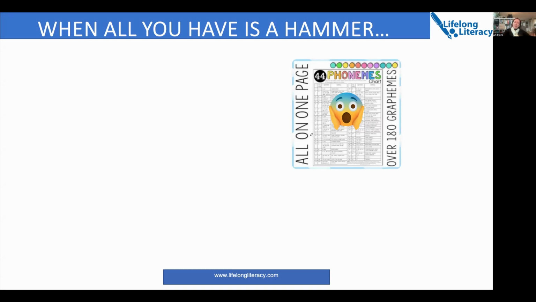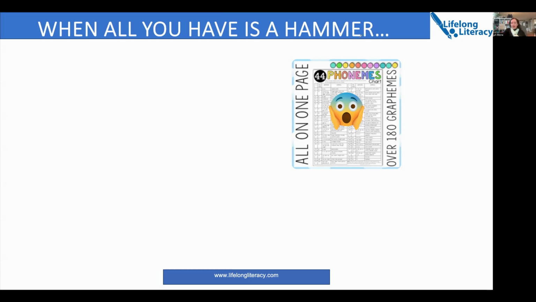This is an acceptable chart of English orthography. 180 pieces of code to learn. When all you have is a hammer, when this phoneme chart, right? And phonemes, anyway, it's a chart that children have somehow got to remember 180 symbols, right?